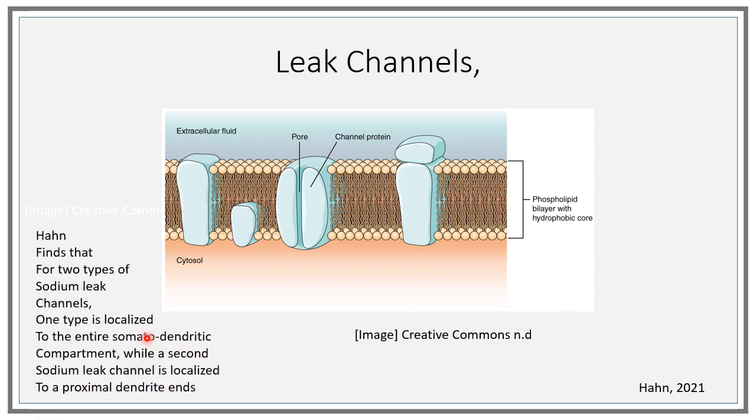Where might these channels be located? Well, it depends on the channel. For example, Hahn found two different sodium leak channels, and one type was localized to the entire somatodendritic compartment, while the second sodium leak channel was localized to the proximal dendrite ends. Let's see where that is.